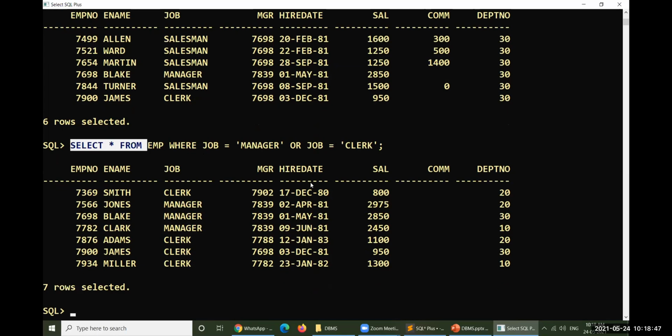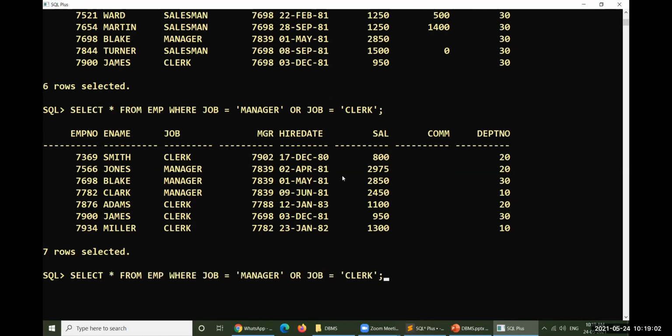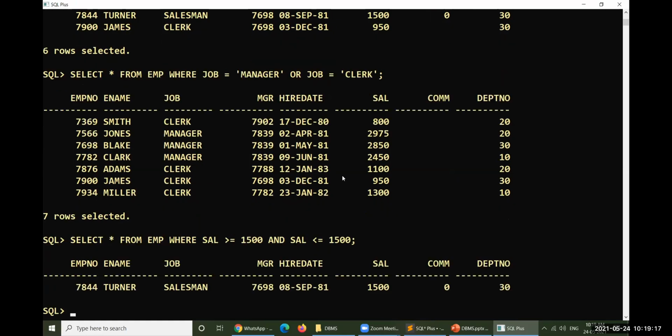Now the filter condition is: display the details of all employees whose salary is between 1500 and 3000. Look at this, everything is the same. But we are asking that salary is greater than or equal to 1500 and the salary is less than or equal to 3000. Sorry, I said 1500 earlier, it is 3000. That is what I meant.